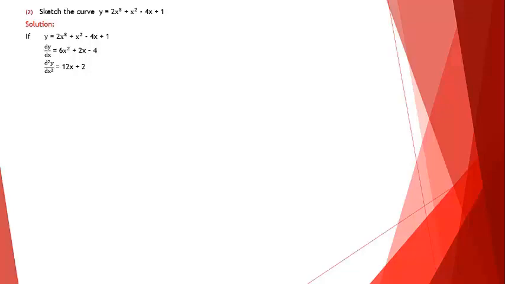Now at the turning points, dy/dx equals 0. So that is 6x squared plus 2x, take away 4 equals 0. By factorizing this equation, we get (3x take away 2)(x plus 1) equals 0. And by finding the roots, we get x equals 2/3 and x equals -1, which means we have two stationary values.